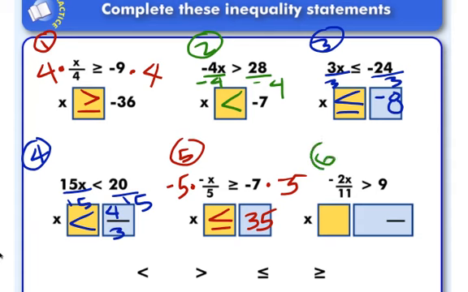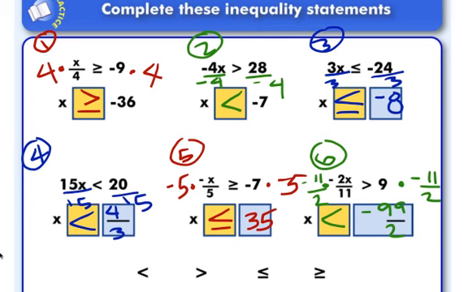In your last example here, you've got negative 2x over 11 is greater than 9. And so to clear out that fraction, we want to multiply by the reciprocal, so negative 11 over 2, and we're going to do that on both sides. Since we are multiplying by a negative fraction, that means our inequality sign has to flip or reverse directions. And then we would just multiply straight across. So negative 99 over 2. Hopefully you've got a grasp now of when that inequality sign flips and when it does not.